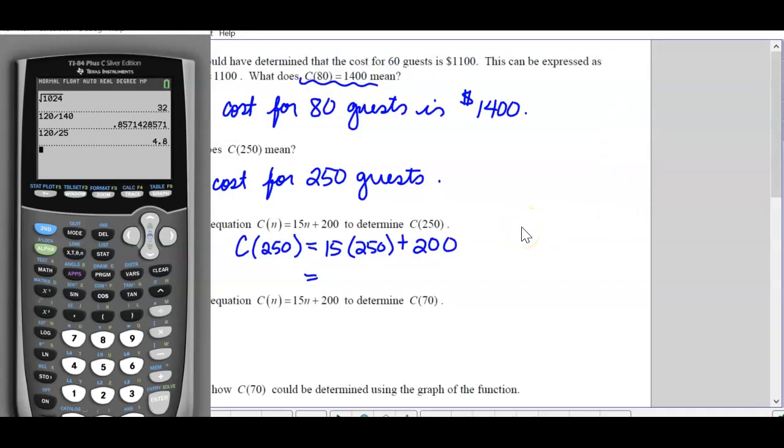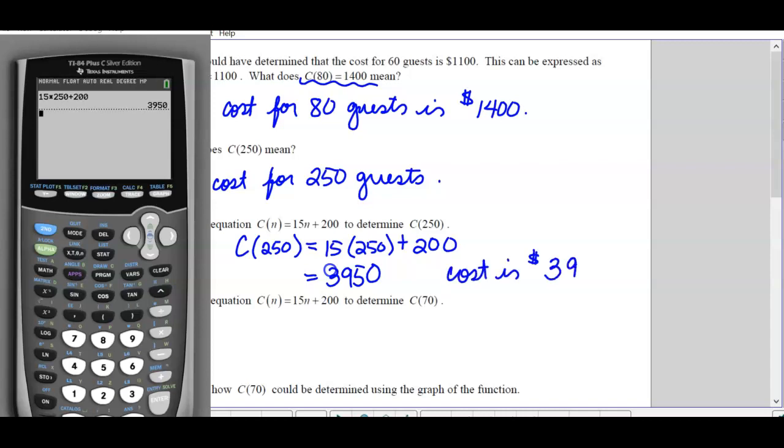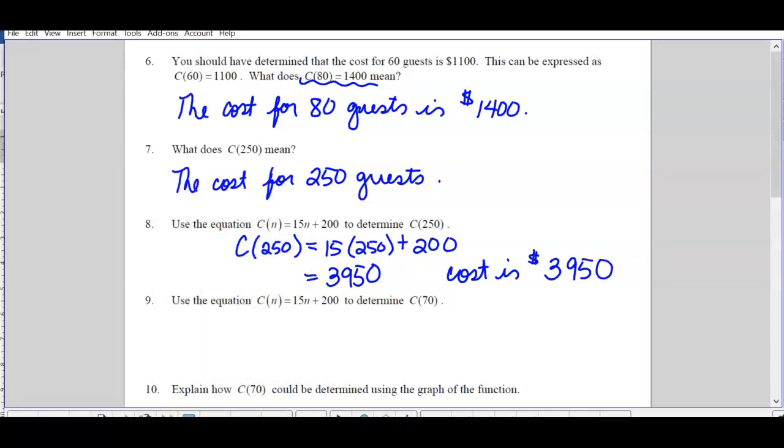Okay, so sorry, I need to clear. So 15, you can just use times rather than brackets, saves yourself a little bit, plus 200. If you have a TI like this, where you see this screen, it follows the order of operations. Okay, so 3,950. So the cost is, then I do a little statement because it's an application, and I put the $ sign in there. Use the equation to determine C of 70.